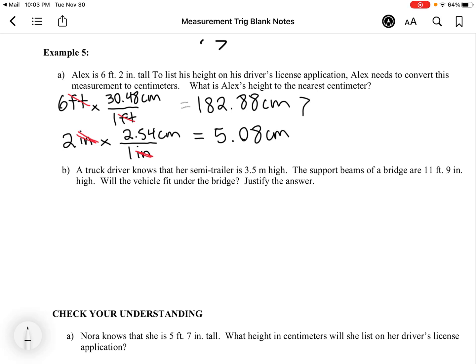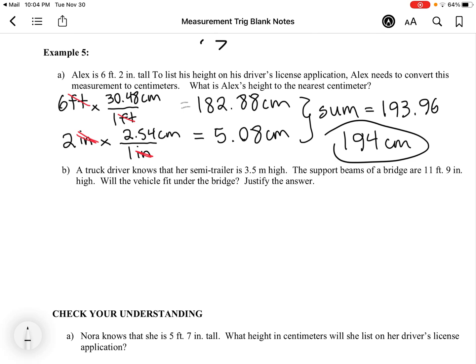centimeters. Okay, and then when you add these, the sum, add them together, because that's the total, is, let's see, 182.88 plus 5.08, that's 187.96. So to the nearest centimeter, that would be 188 centimeters, because here we're asked to the nearest centimeter. Okay.